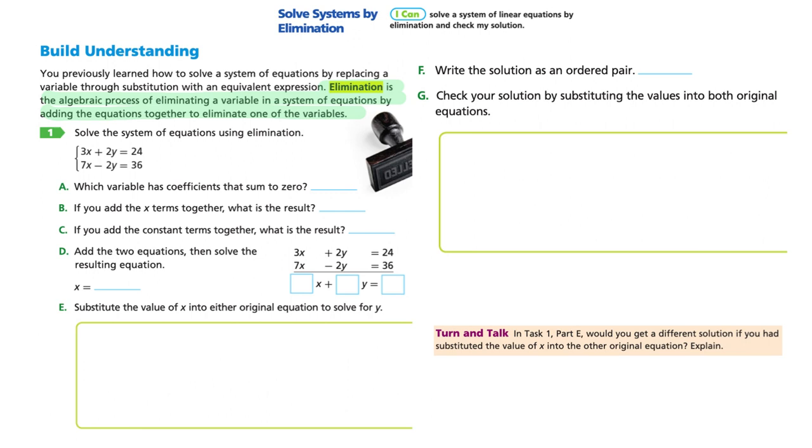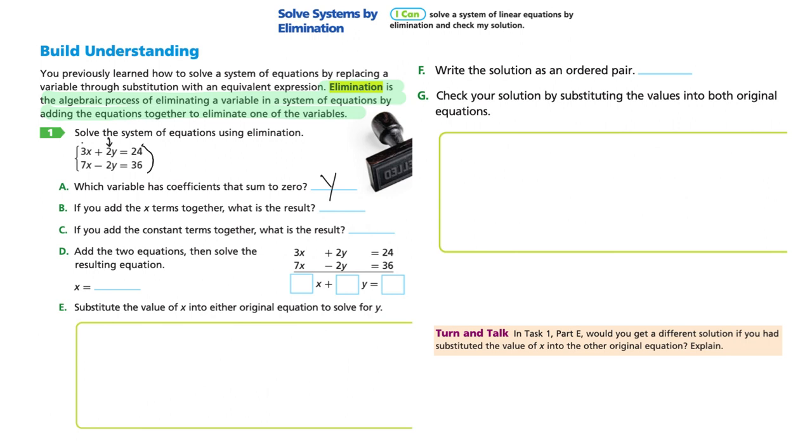So hopefully you worked on this on your own and you have an idea of what you think the solution might be. So they tell you to solve this system of equations using elimination, and they're going to just walk you through it. So which of the variables has coefficients that sum to 0? Or if you added those two coefficients together, you would get 0. Well, you can see here that the x has 3 and 7, and the y has 2 and negative 2. Well, you know that positive 2 plus negative 2 equals 0, so the y variable has those two coefficients that would add to 0.